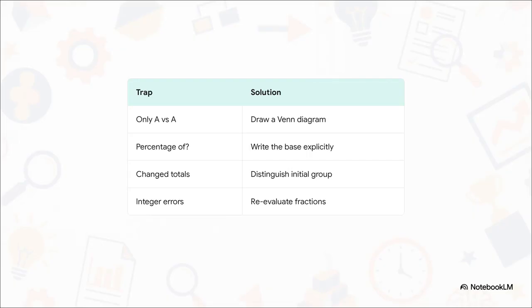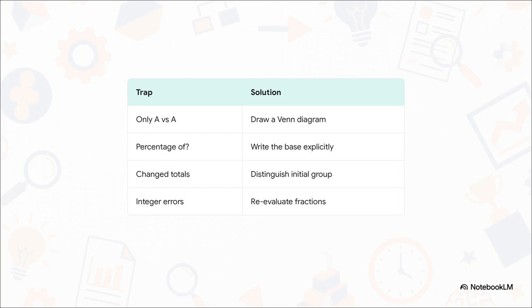Look, the examiners are actively trying to trick you, so you have to play defense against these 4 specific traps. The absolute deadliest one? The difference between only A and A. Think about it. If 50 people like A, that number includes people who like A and B, or even A, B, and C. So always draw a Venn diagram and make sure you write only A separately.